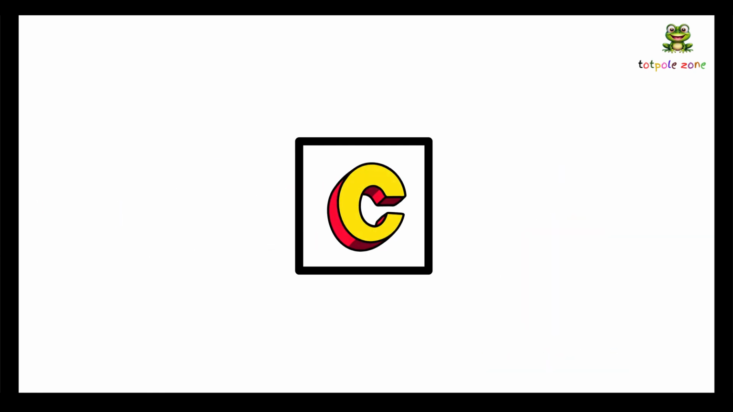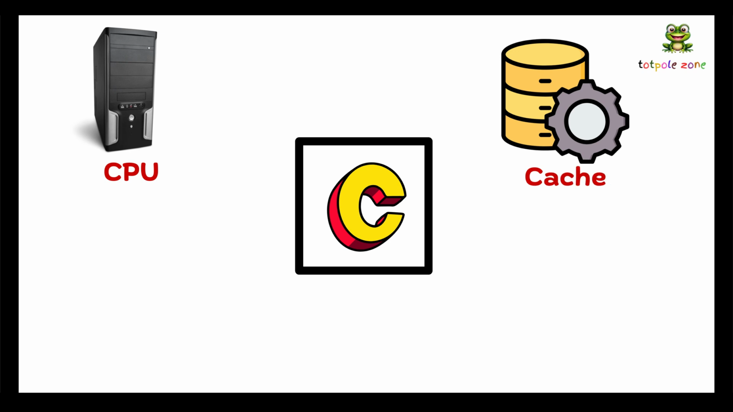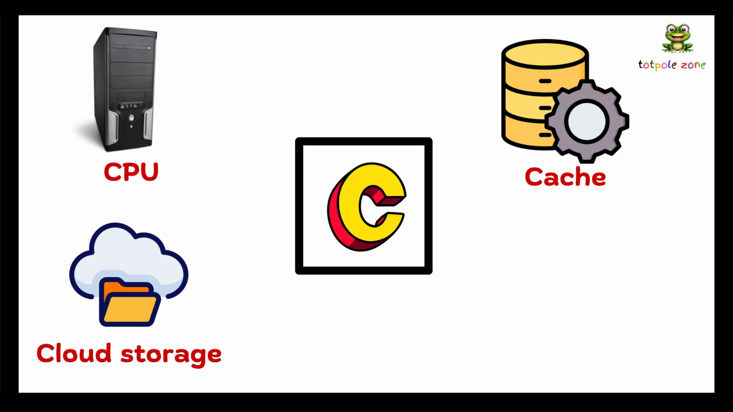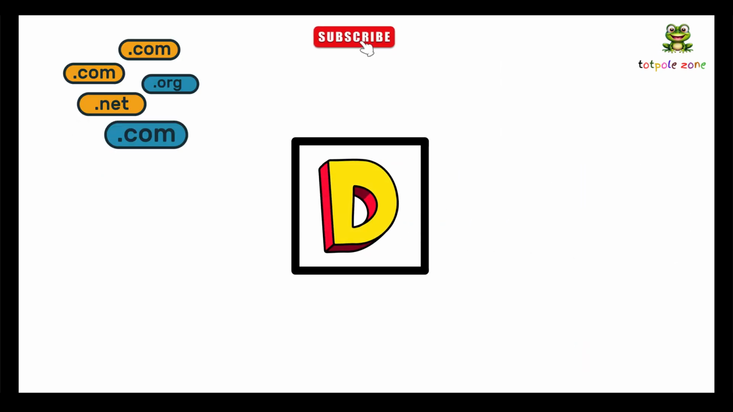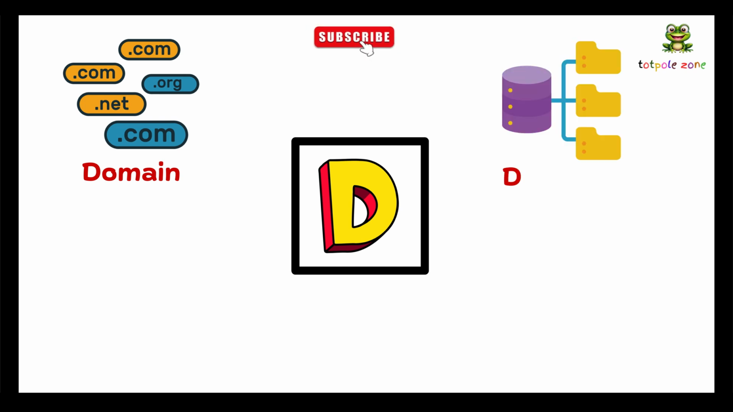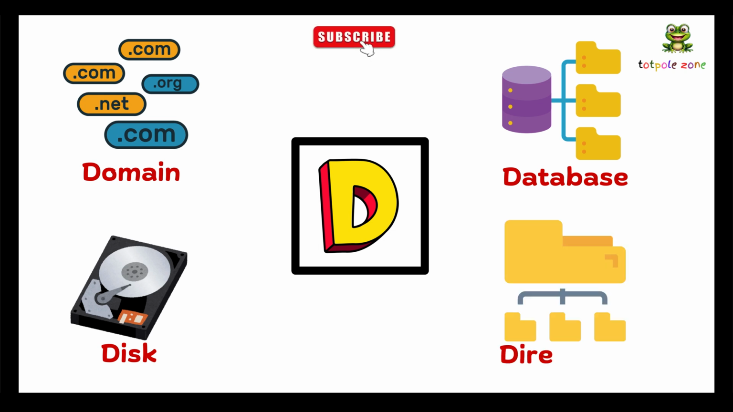C for CPU. C for cache. C for cloud storage. C for cookie. D for domain. D for database. D for disk. D for directory.